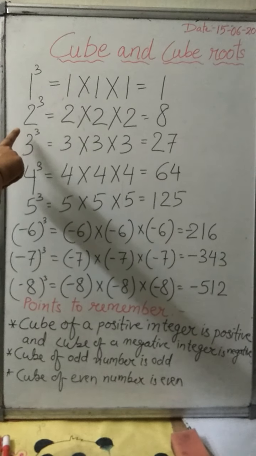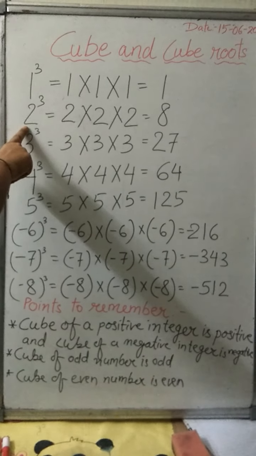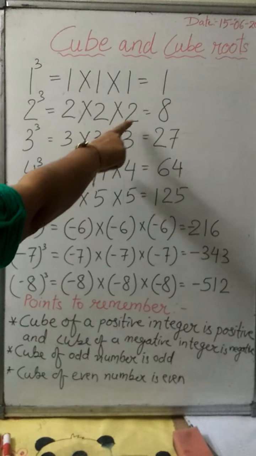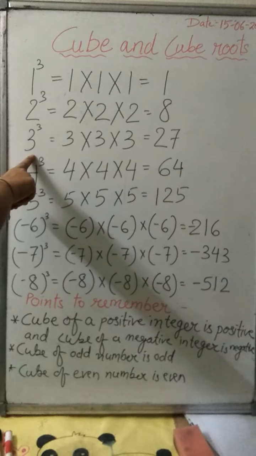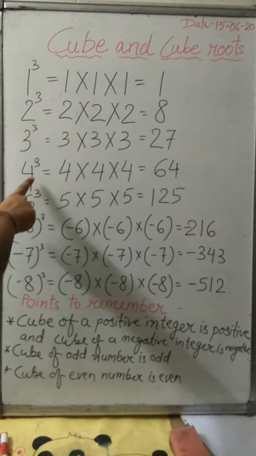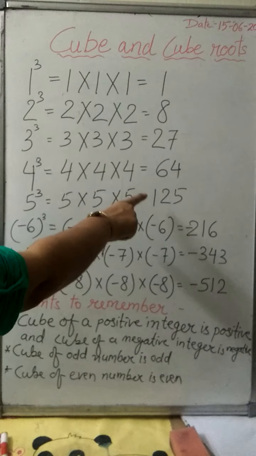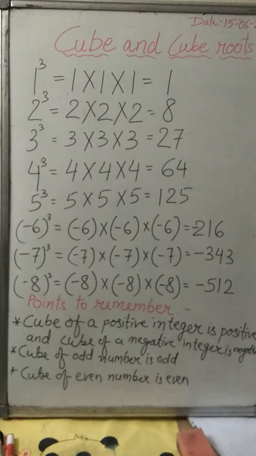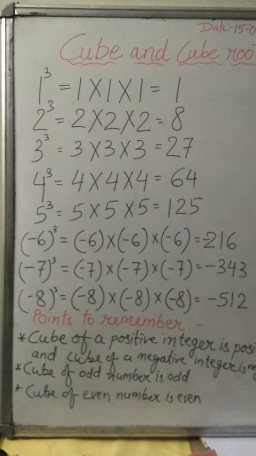Again, to find the cube of 2, we have to multiply 2 three times. 2 into 2 into 2 will give 8. Similarly, for 3, the value of 3 cube is 27. The value of 4 cube is 64. The value of 5 cube is 125. So that means, how to find a cube? You have to multiply that number 3 times to get the cube of that particular number.